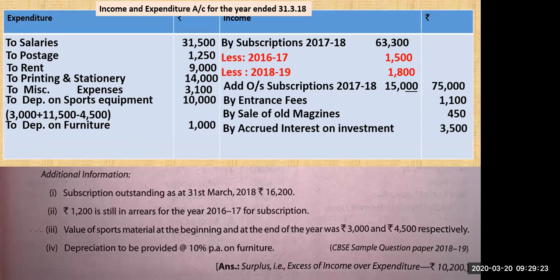ठीक है? I think last year we have used this for cost of goods sold. Yes, sir. Cost of goods sold कैसे find out करते थे? Opening stock plus purchases minus closing stock. Same thing is here.